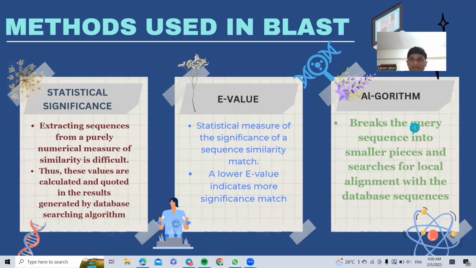Next is the algorithm. The algorithm will break the query sequence into smaller pieces and search for local alignment with the database sequences.